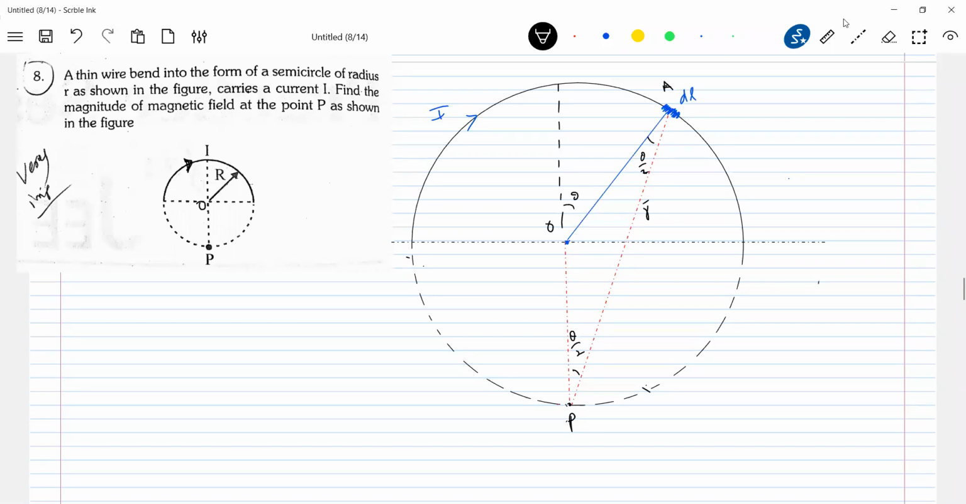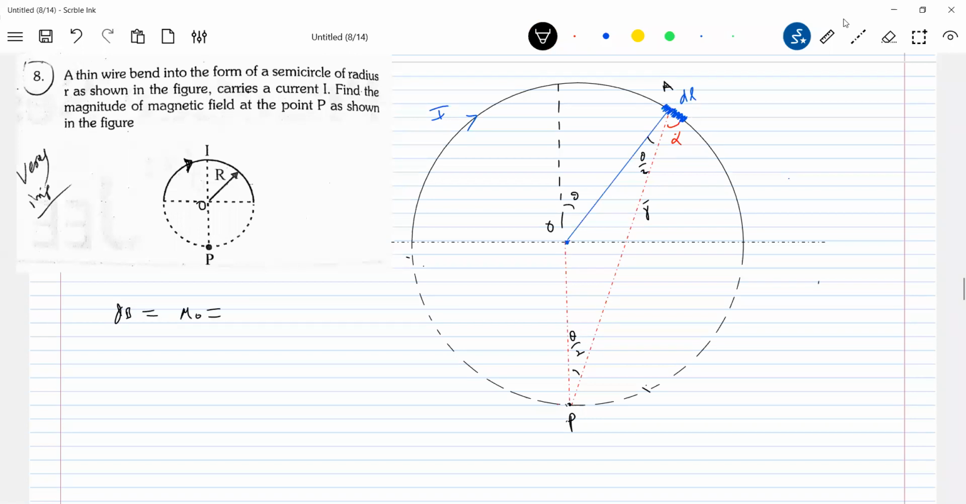Because here there's a current element, I dl bar. And what is the angle between the current element and the position vector? I think that angle is what is needed by the Biot-Savart law. So this angle, let me call it alpha. What is the angle between R bar and I dl bar is alpha. It's the angle that is needed. So directly now write the Biot-Savart law equation. dB is equal to. Then we'll come to know what to do.